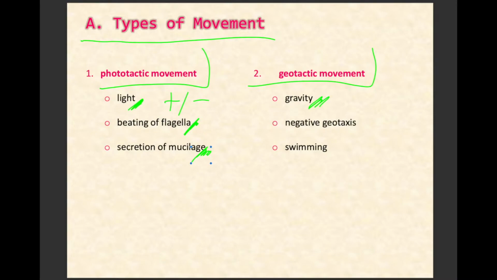But in terms of geotactic movement, we only have negative geotaxis, meaning the organism will always try to go up. That is achieved through swimming, or through the beating of your flagella.